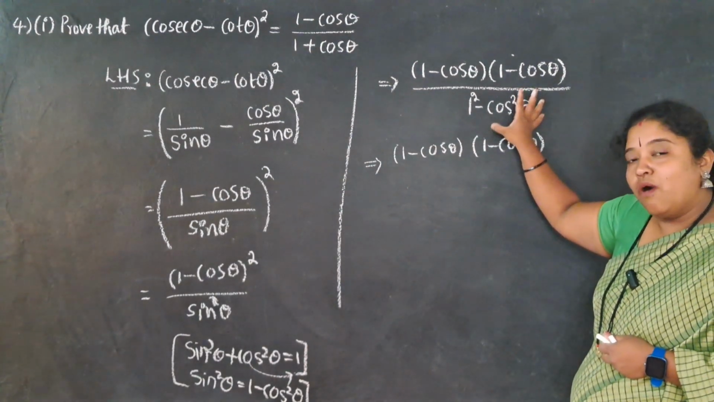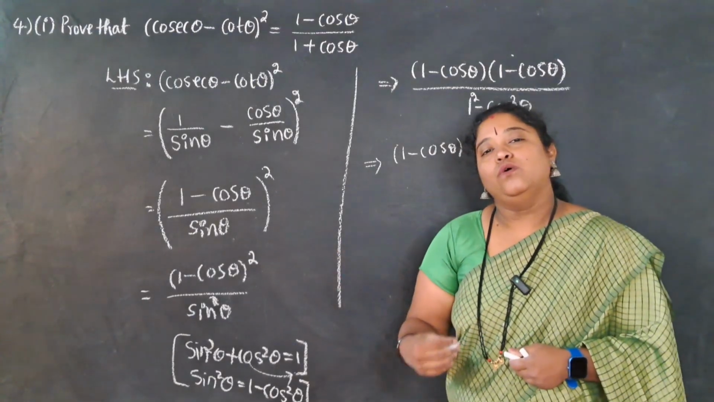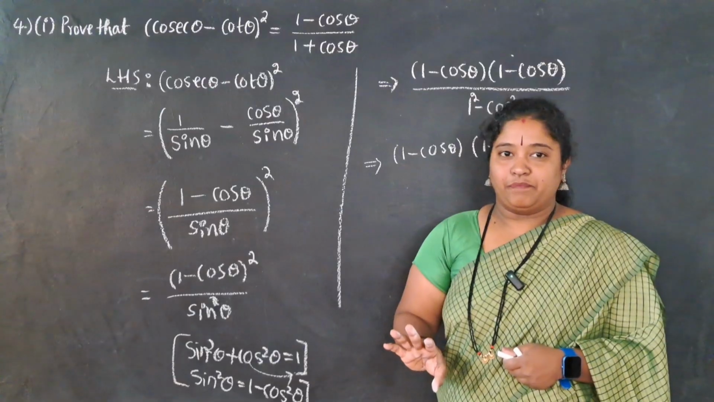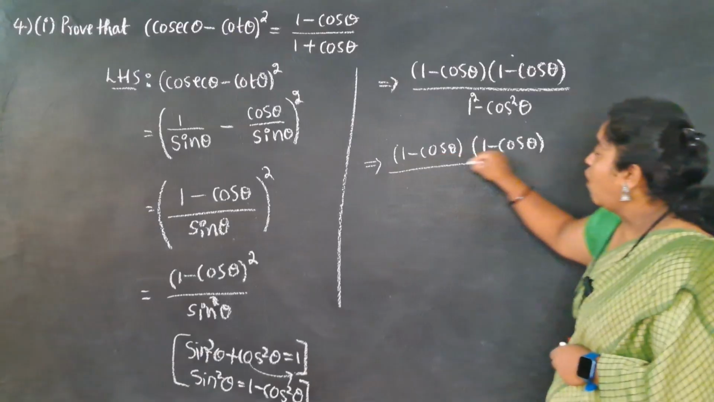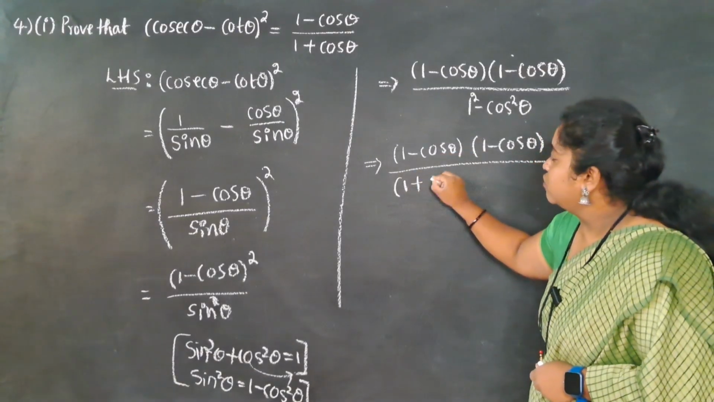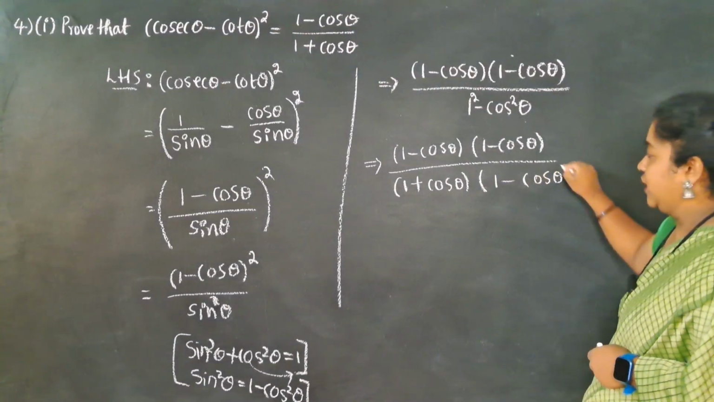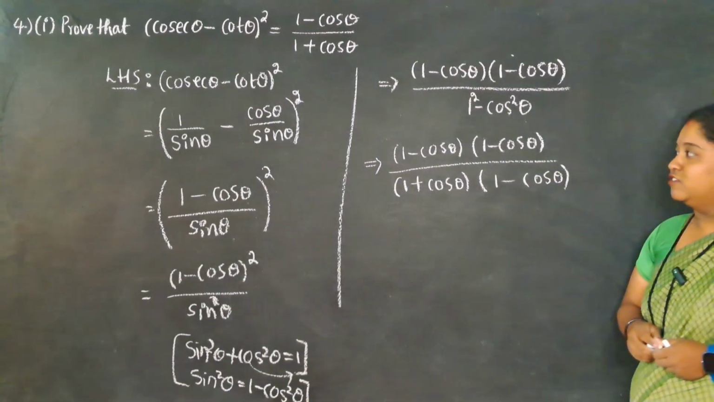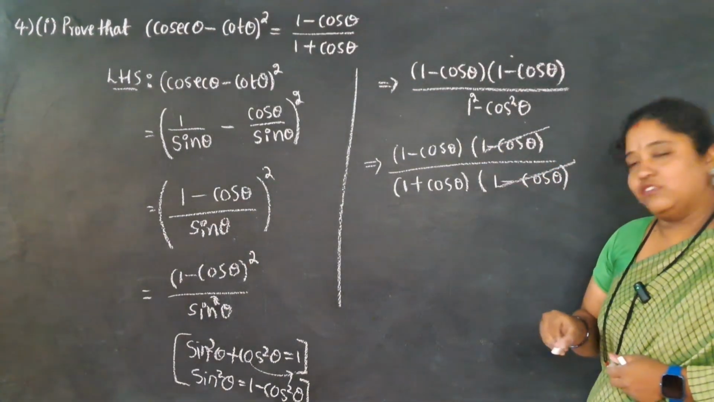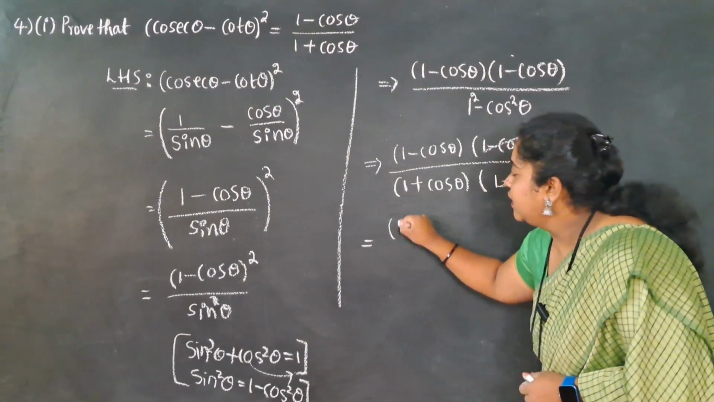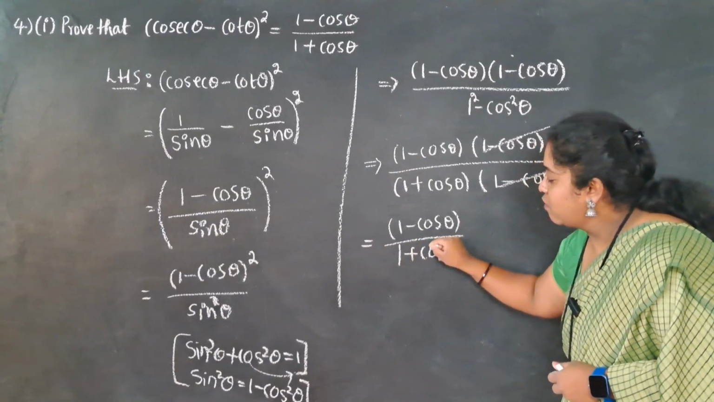It is in the form of a square minus b square, and you know that a square minus b square is equal to a plus b into a minus b. Yes or no? So in the denominator part, a plus b, that is 1 plus cos theta, into a minus b, that is 1 minus cos theta. Now dear, can I cancel 1 minus cos theta and 1 minus cos theta? Of course I can cancel. What is left here, dear? 1 minus cos theta divided by 1 plus cos theta.